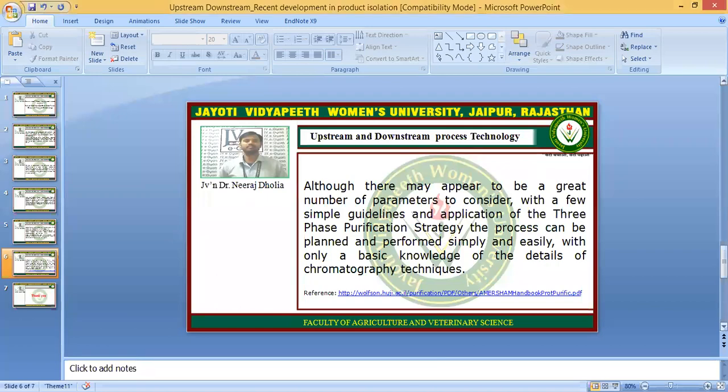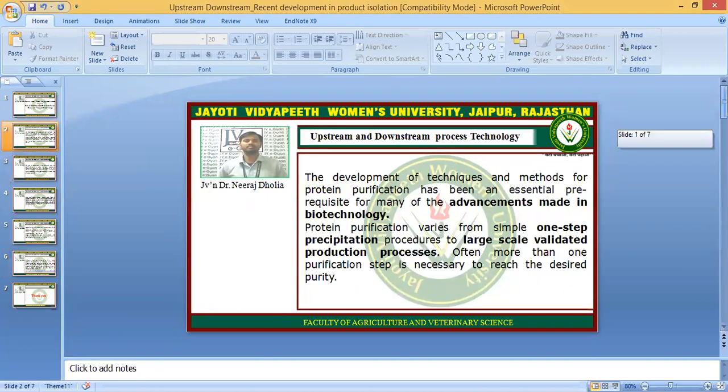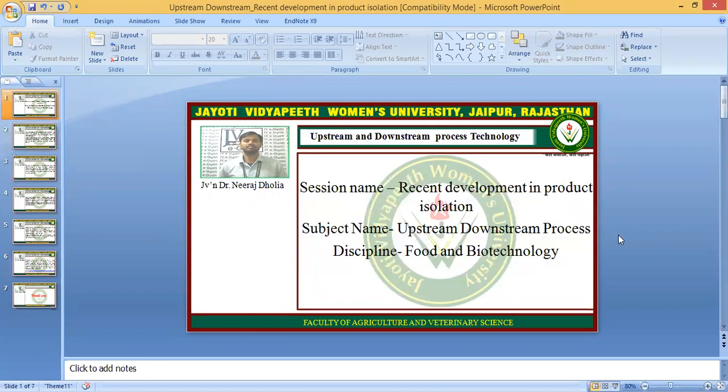So today we are going to discuss the topic that is the recent development in product isolation. This topic comes under the subject upstream and downstream process. So what are the recent developments in the product isolation process, that is the downstream process?